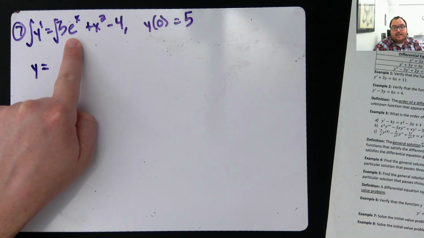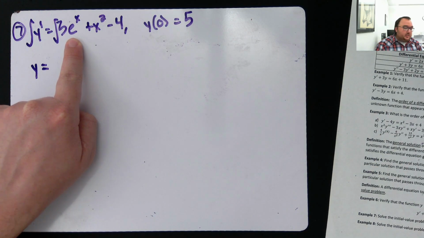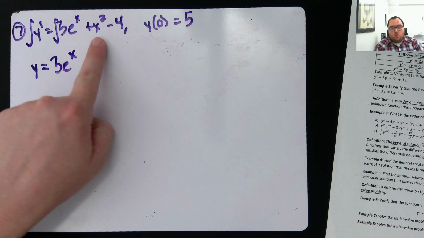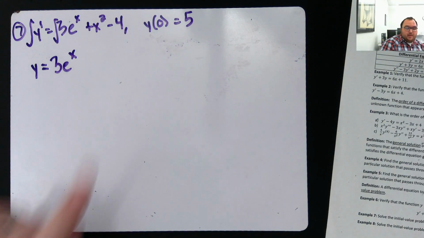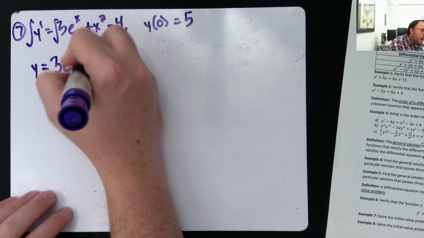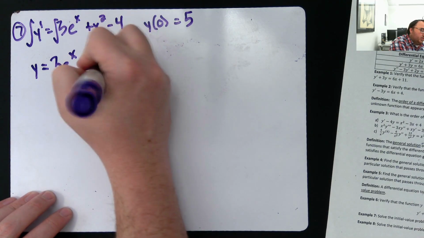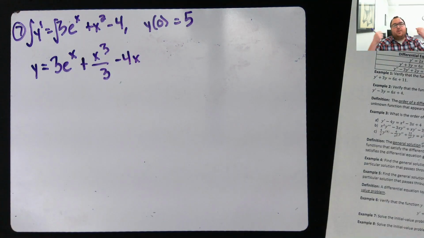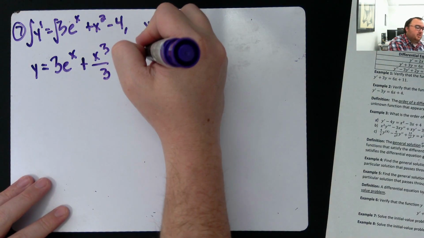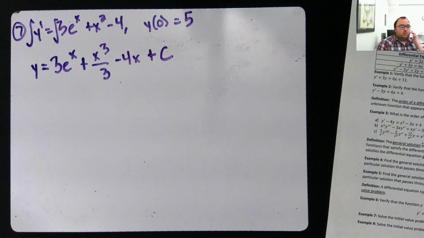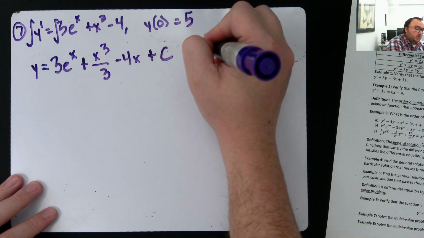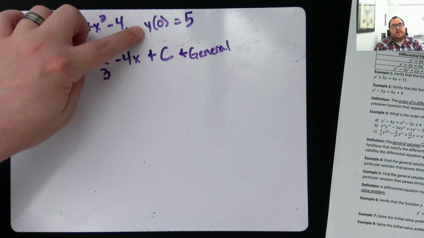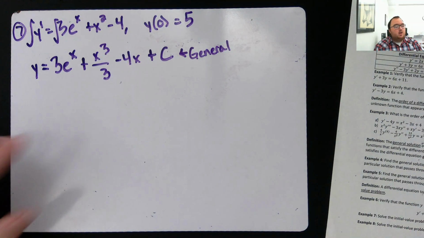What's really nice is e just stays e, so this just stays 3e to the x. Add 1 to the power, and then divide by the new power. Gives me x to the third over 3. This gives me 4x. And then remember, always do plus c. This would be the general solution right there. But they give me a point, which means I need to solve it now for c.